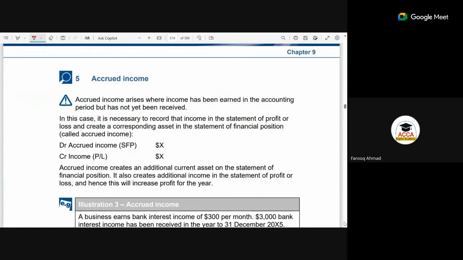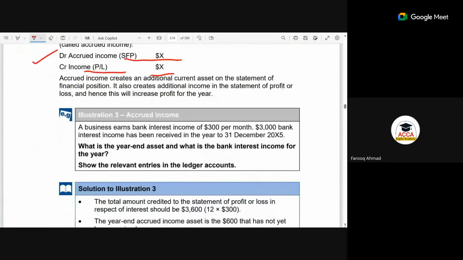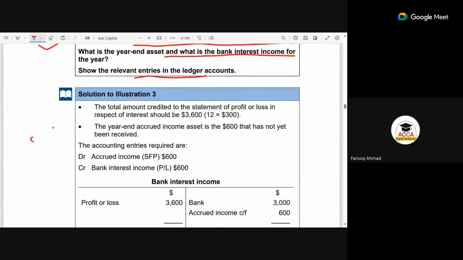This is accrued income now. Accrued income arises when income has been earned in the accounting period but has not been received. The debit is accrued income in the statement of financial position, and the credit is the profit and loss account. This makes sure your income is booked in your books of account. For example, the business earns bank interest of 3,000 per month, and 3,000 interest income has been received by year end 31st December. What is the year-end bank interest income relevant for the year, and what is the relevant transaction? This is how they have explained it.